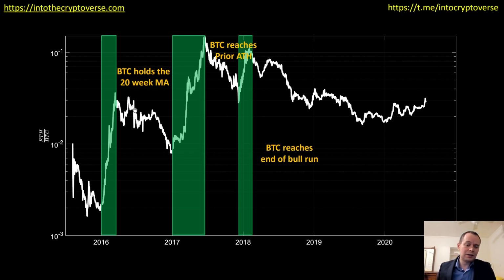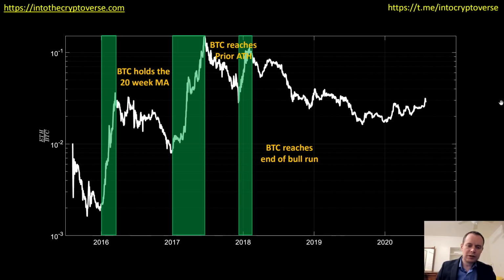Note that currently Bitcoin has not held its current 20-week moving average. The 20-week moving average is around $8,500 to $8,600, and Bitcoin is still fairly far away from it. So I can't say whether we're going to see a complete repeat of the last cycle. There's going to be some differences. We don't expect it to play out exactly the same way. But just to note that this happened around the time Bitcoin held its 20-week moving average in 2016.